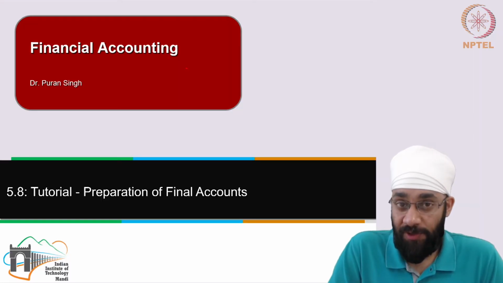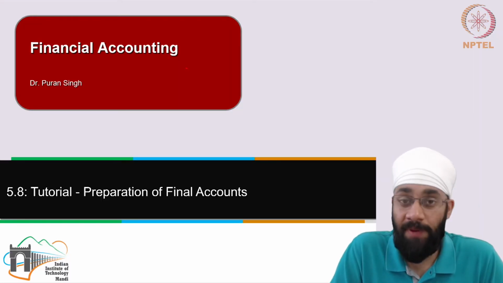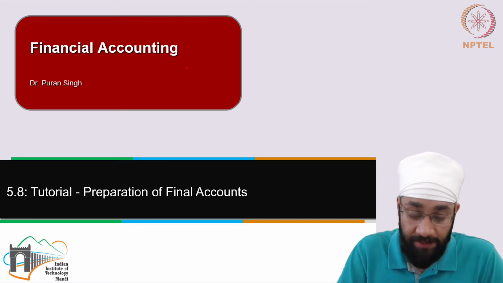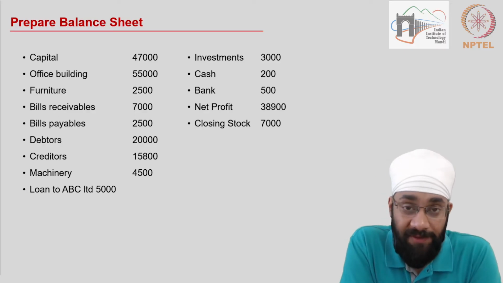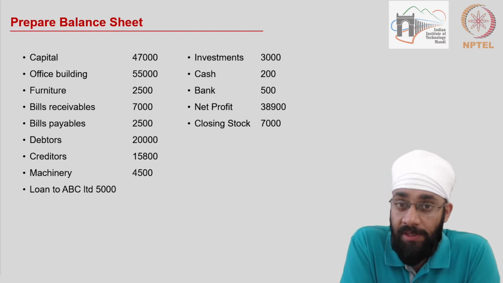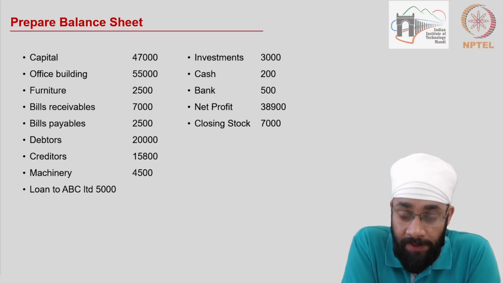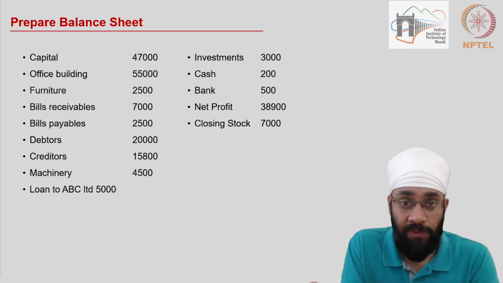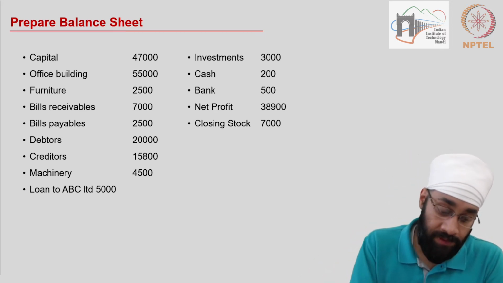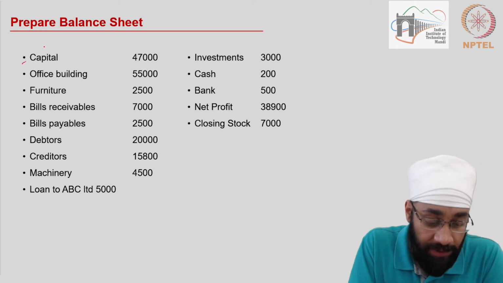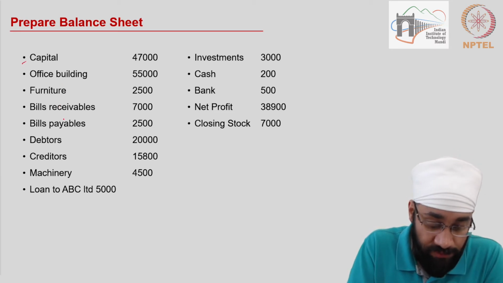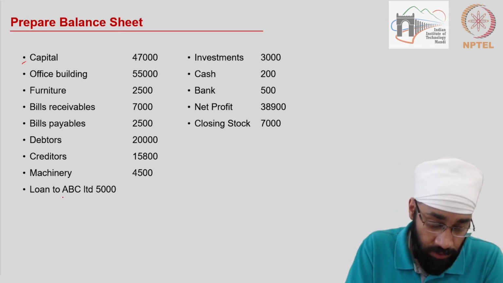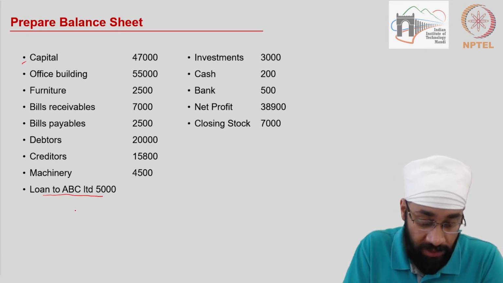In this tutorial video, we are going to learn to prepare the balance sheet and the nitty-gritties of the items in the balance sheet. So we have a list of items. These are typically assets and liabilities in a business, and we are going to pick each item and post them in the balance sheet. So we have capital, office furniture. Most of these items you have seen before in the previous videos. The only new thing possibly is loan to ABC Limited.